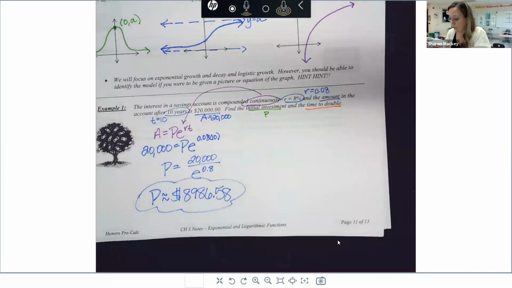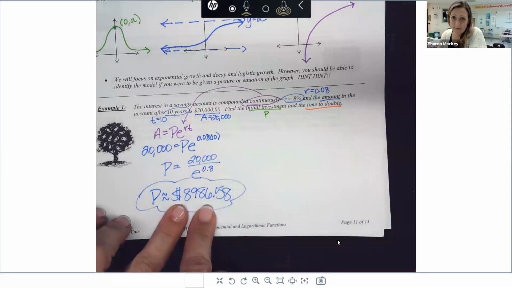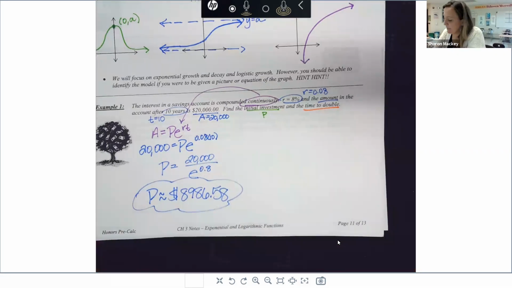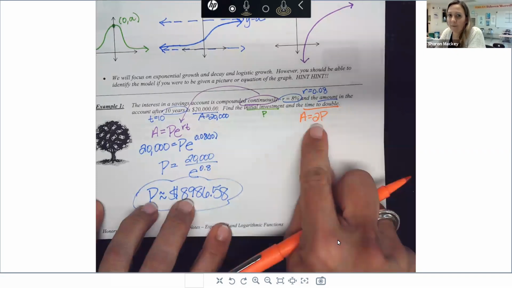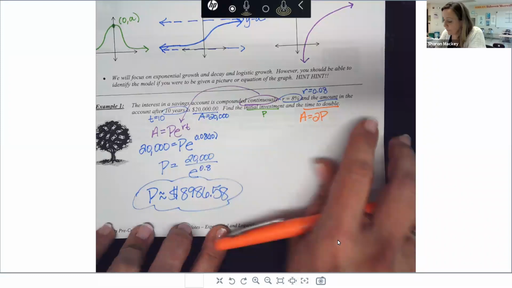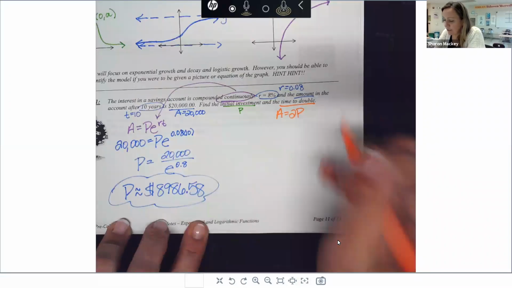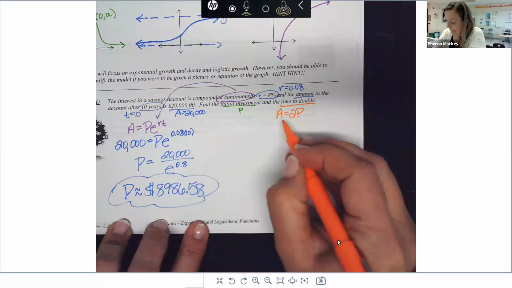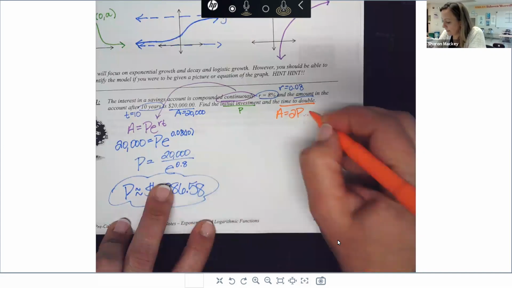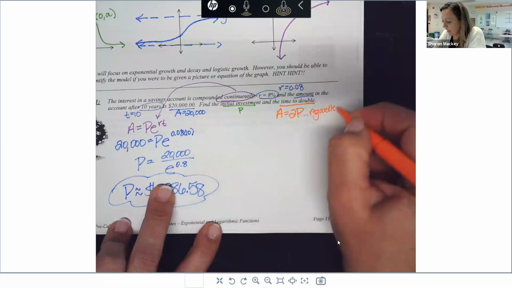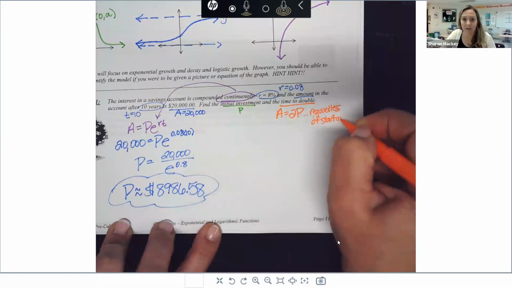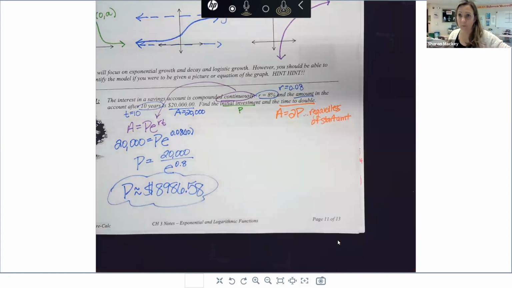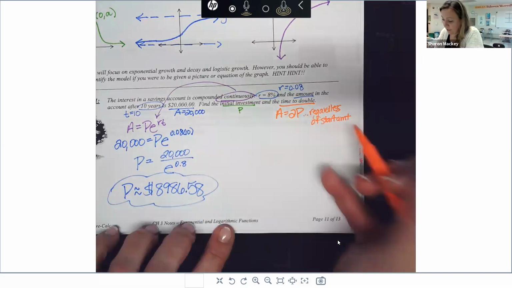And you could put this in, but that's kind of a hot mess, isn't it? The time to double is asking you basically what is going to happen when the principal is doubled. So when it says time to double, you can just put in 2p in place of a. So again, regardless of the start amount, regardless of if you started with $8,900 or $7,000 or whatever, it doesn't matter. It would take the same time to double regardless of the start amount.